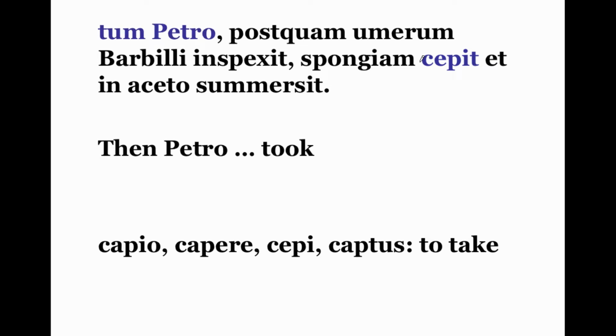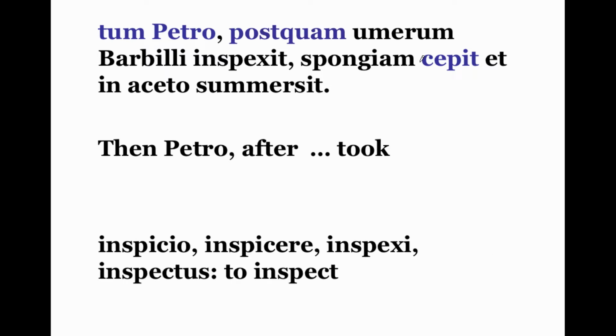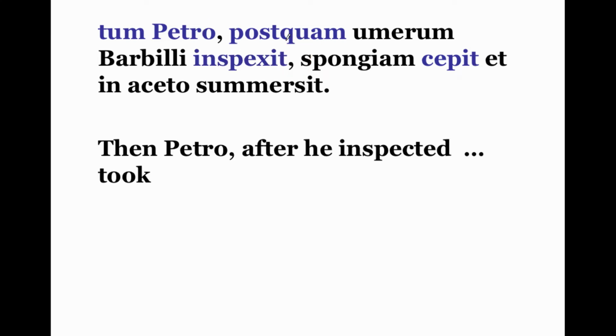So our subject is tum Petro. But our main verb is still a long ways away, and there is a clause intervening. So then Petro, postquam, after. We have a postquam clause. A postquam clause is going to have its own verb. So this is why commas are our friends. Everything between these commas is the postquam clause. Postquam inspexit, after he inspected.